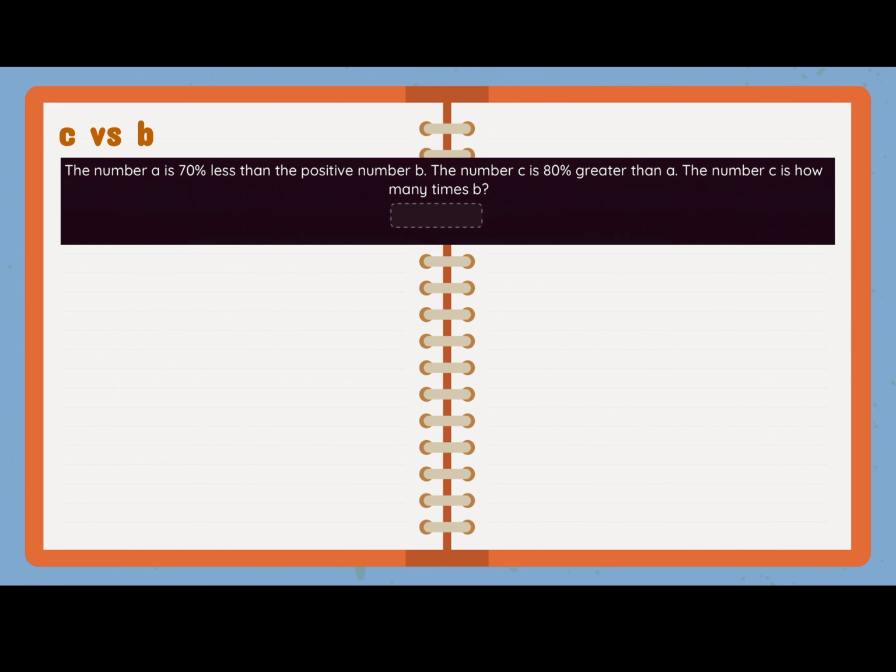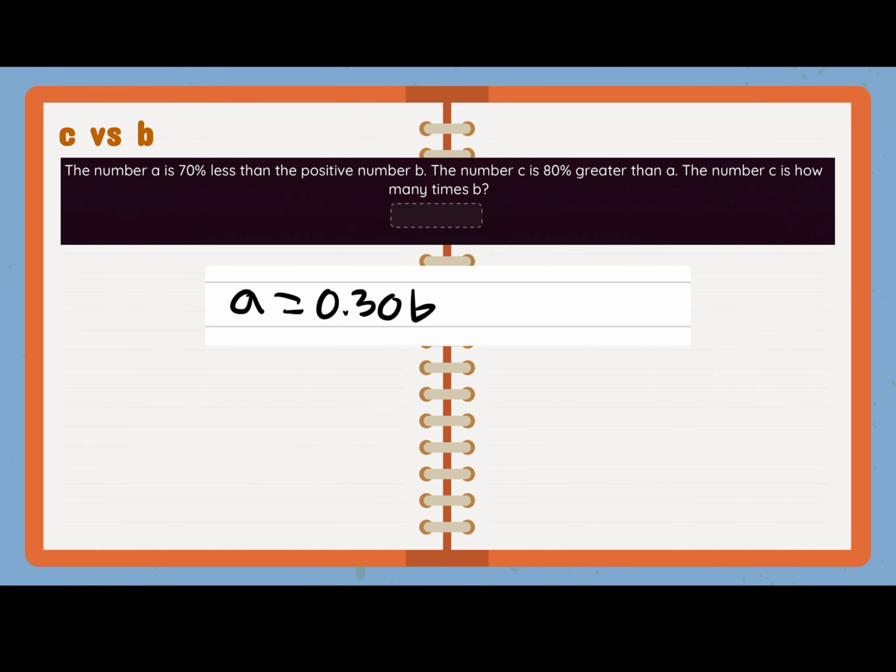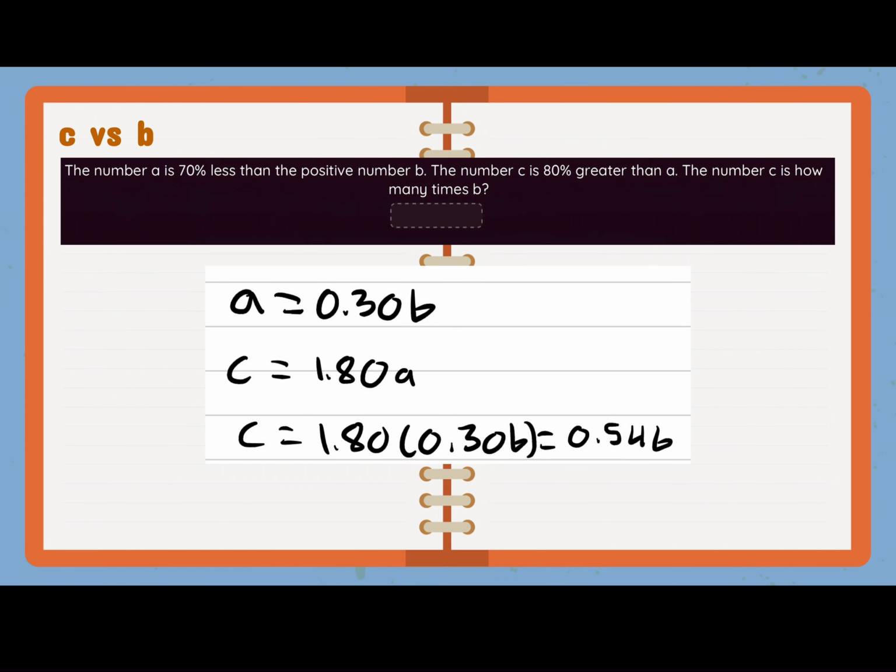Okay, last question today. Another one of these complicated variable questions. A is 70% less than the positive number B. Again, I like to do just 0.3B. I think it's cleaner that way. If you want to use it the other way, you can feel free. The number C is 80% greater than A, so C is 1.80A. And the number C is how many times B? So we'll just plug in 0.30B for A, and we'll find that we have 0.54B, and that is our answer here.